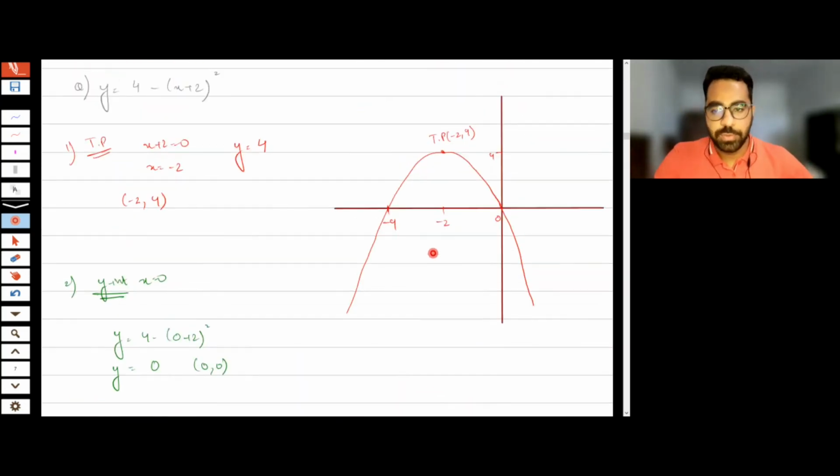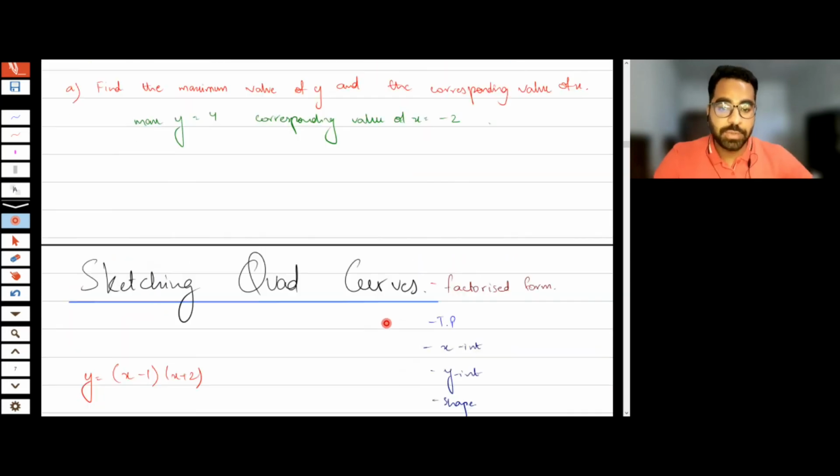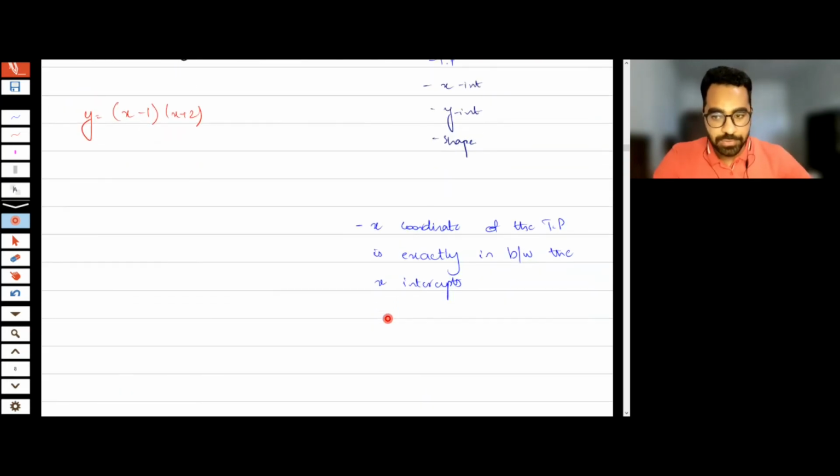When we were sketching the curves of the quadratic equation in completed square form, the x coordinate of the turning point was exactly in between the x-intercepts. The x-intercepts are 0 and -1, and the x coordinate of the turning point is -2, which is exactly in between these two. So what can we do? We can find the x-intercepts first, then use those x-intercepts to find the coordinates of the turning point. Let's see what to do.